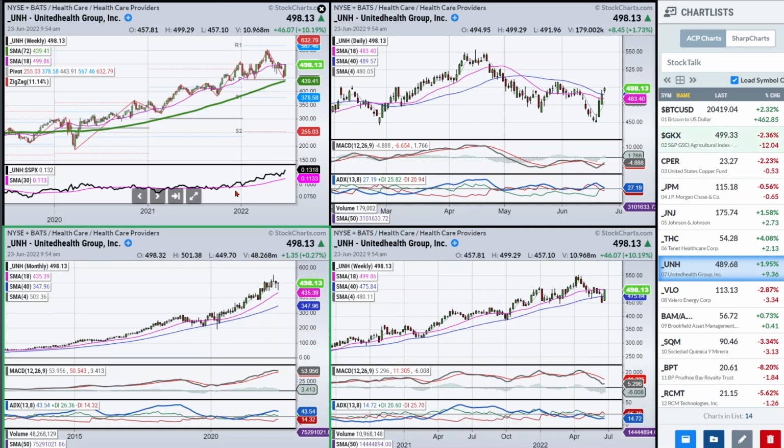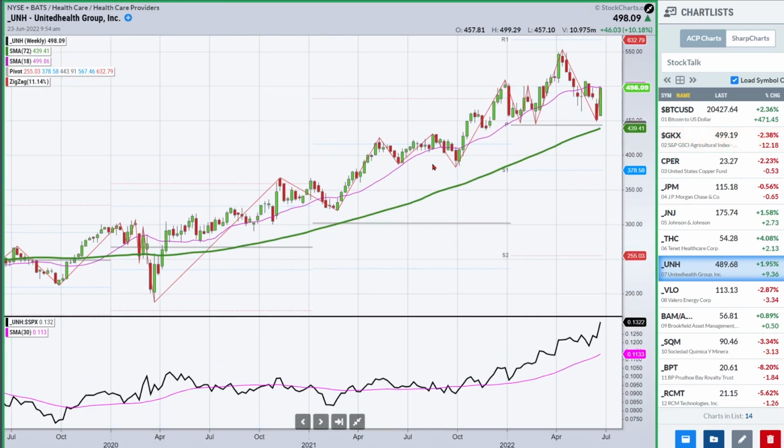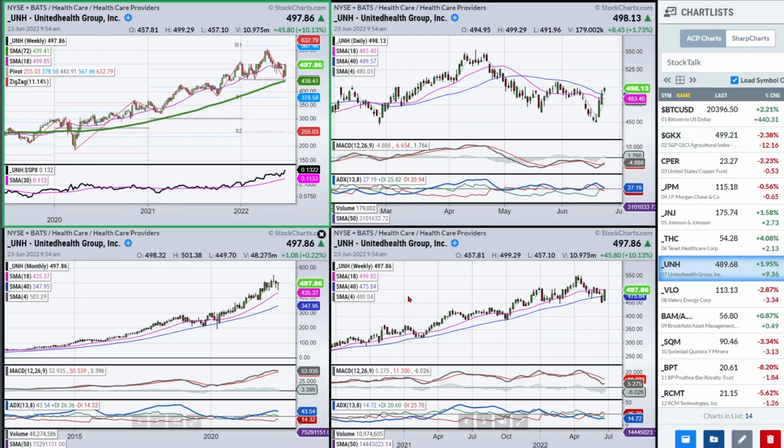Now, UNH is another one that I think we have to pay attention to a couple things. The strength of how this is doing on a relative basis is really impressive. The fact that this keeps respecting the 18-month line, you see how this is the 18-month here overlaid, and it keeps bouncing off that line, I think is a good sign. I mean, these are two really bullish conditions.